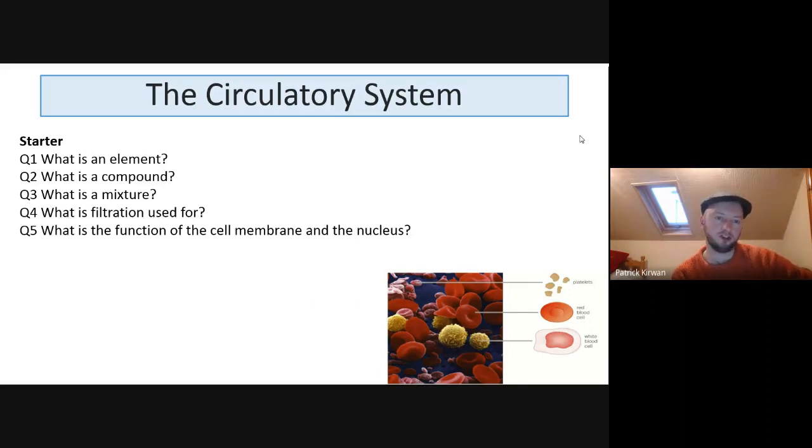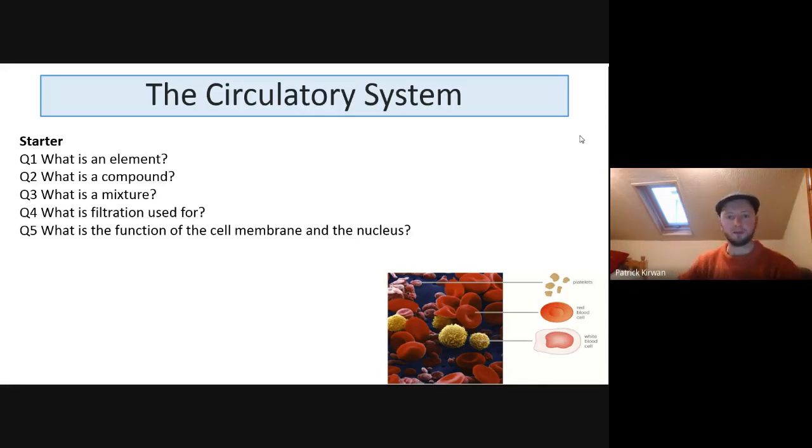What is filtration used for? I wonder if you got that. So it's used to separate two substances. Can you remember what the two substances were? It's to separate a solid that is insoluble from a liquid. Can you remember what insoluble means? It means that it can't dissolve in a liquid.